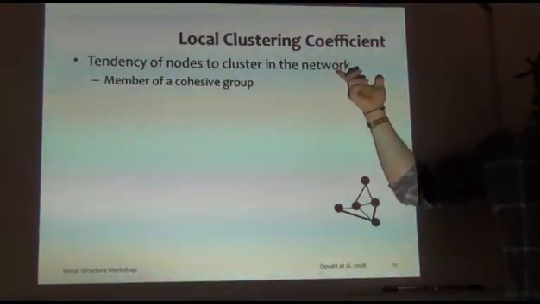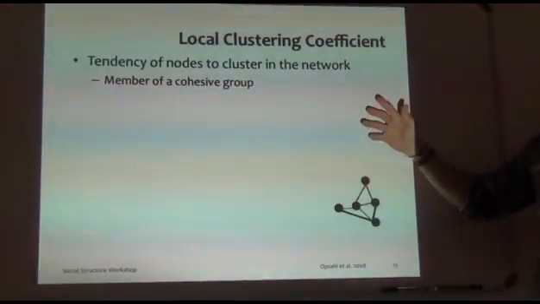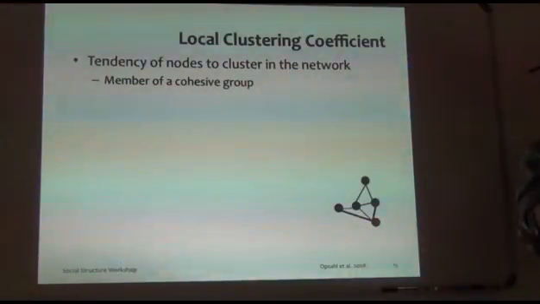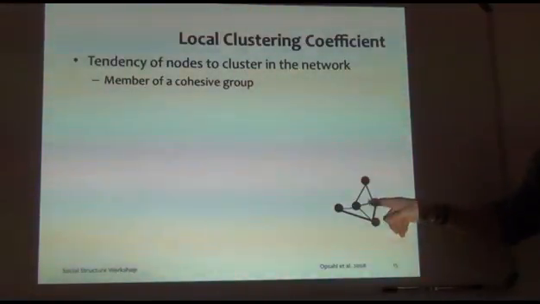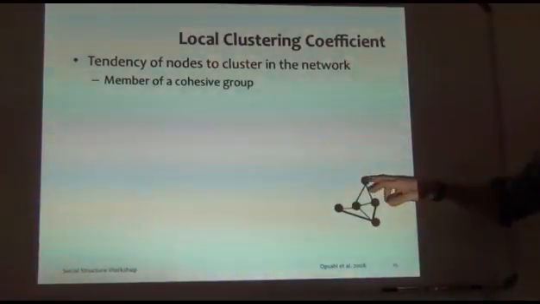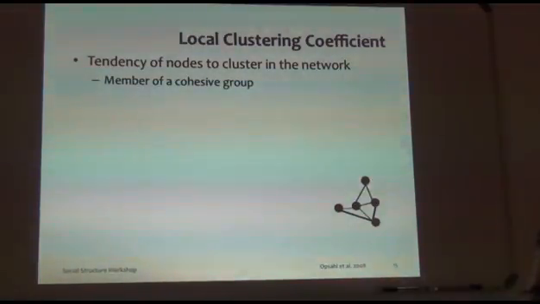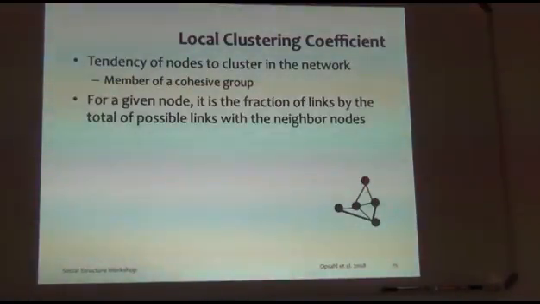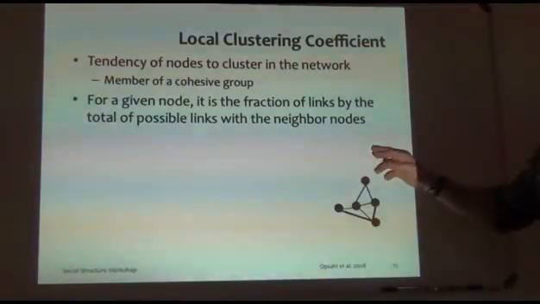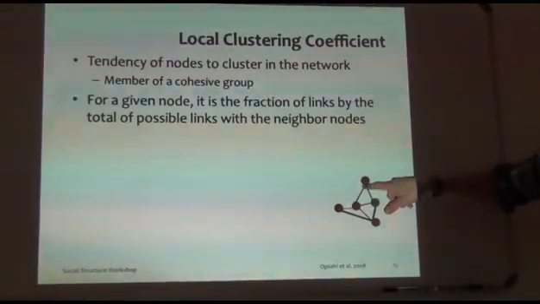We saw the clustering coefficient yesterday, and the local version of it is the same, but for each individual. Instead of a single metric for the entire network, how clustered, how connected your network is, how many of these triangles we have in the network, it's the same idea, but we break it down for each individual. So I'm going to see if these nodes are members of cohesive groups. For a given node, it is the fraction of links by the total of possible links with their neighbor nodes.